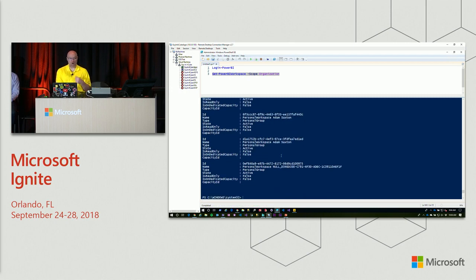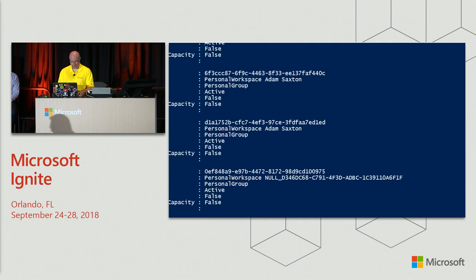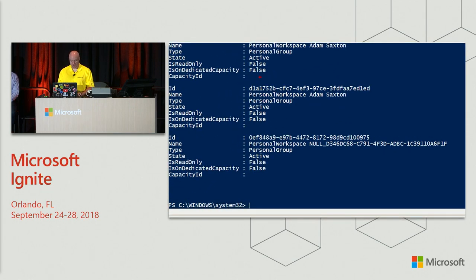Now I see all of the workspaces listed inside of my organization. If we go in there, you'll also see personal workspaces as well. So these are the My Workspaces inside of your organization. This lights up a whole slew of capabilities.